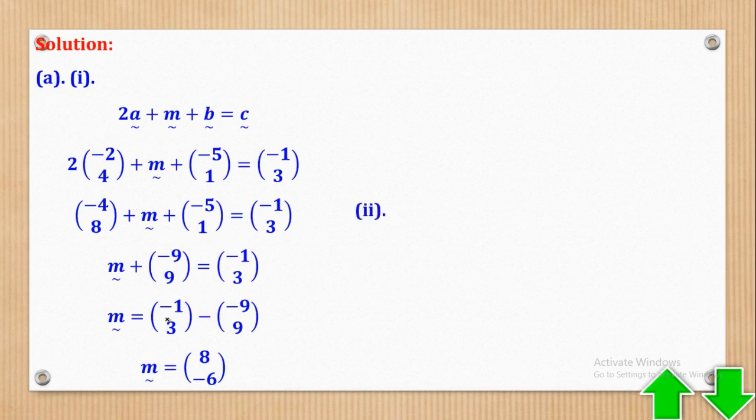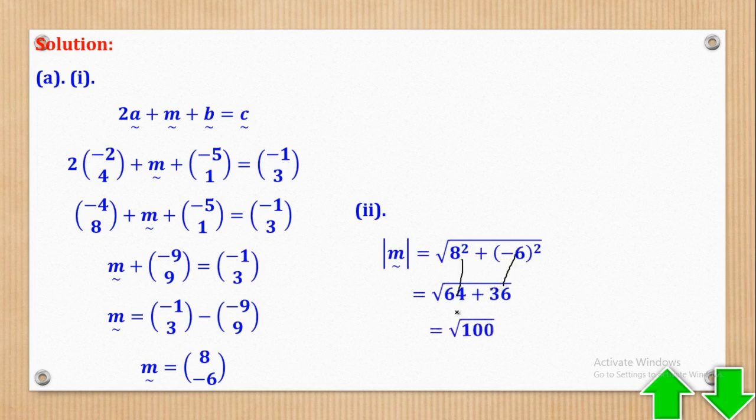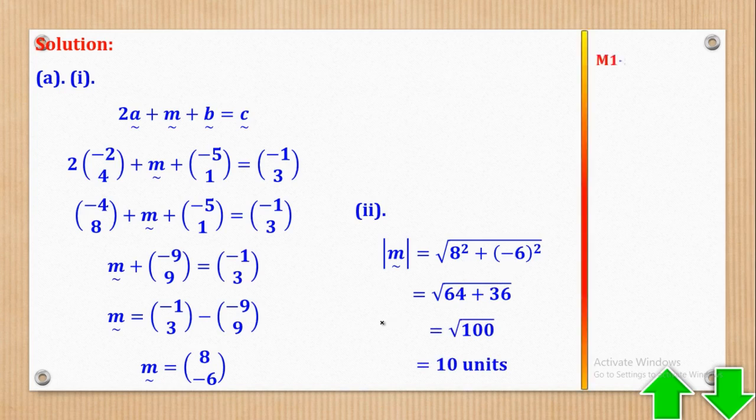That was Roman 1. Now Roman 2, they wanted the magnitude, so magnitude will be 8 squared plus negative 6 squared, everything under root, to come up with square root of 64. So this is 64, this is 36, which gives a square root of 100, and that is 10 units. So that was Roman 1, part A, Roman 1 and Roman 2.